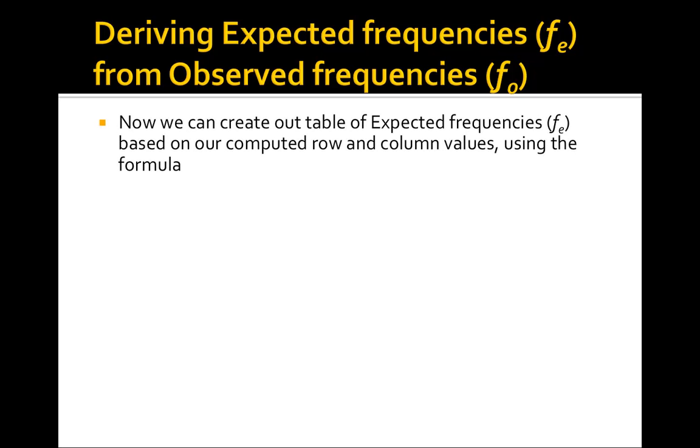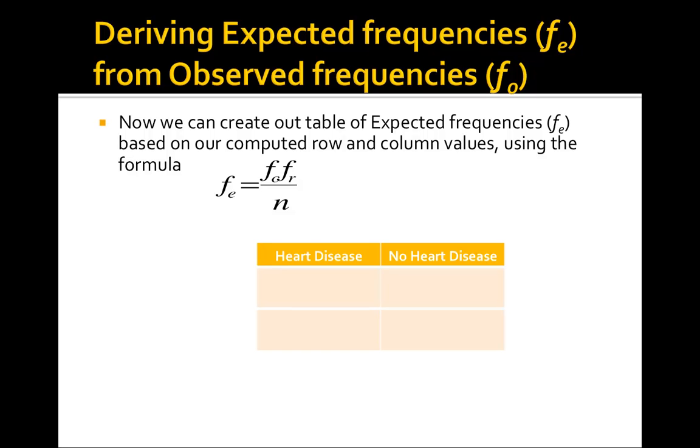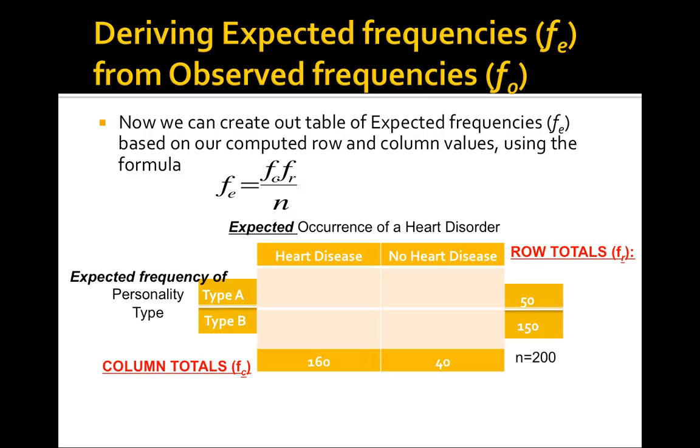So now we can create our table of expected frequencies based on our computed row and column values. This is how we do it. We use the formula F sub e, which is expected value, equals the frequency of the columns times the frequency for the rows over n. So we start with just the row and column totals. We leave the table empty.